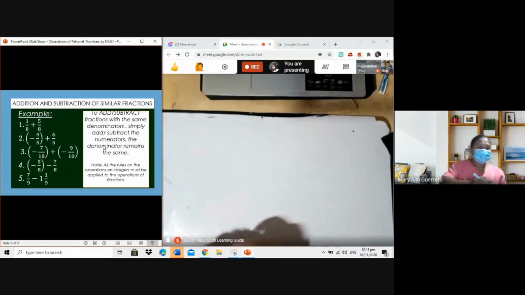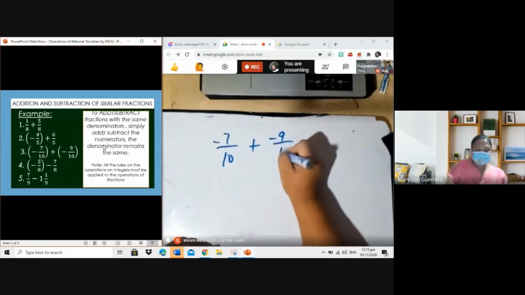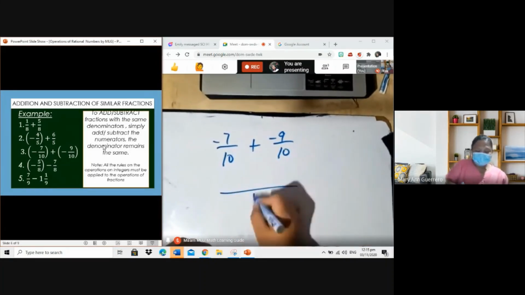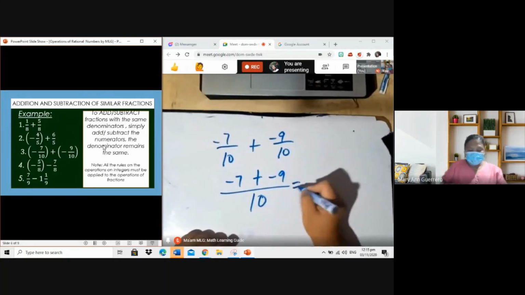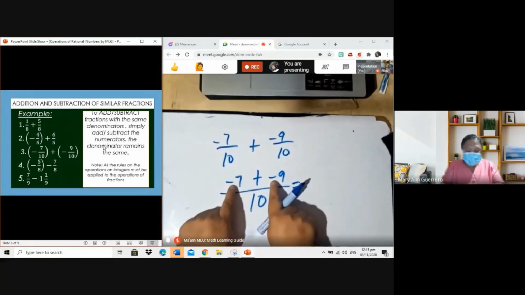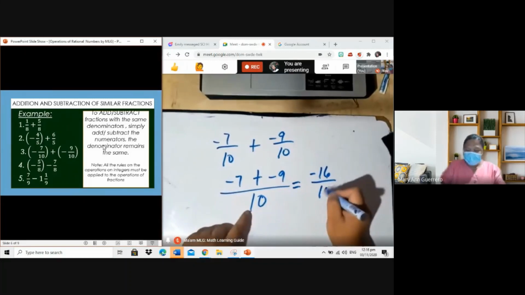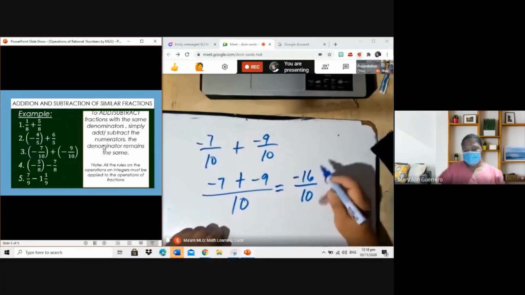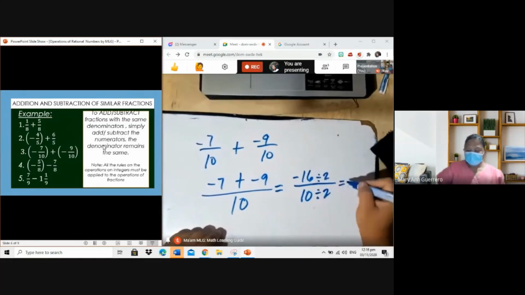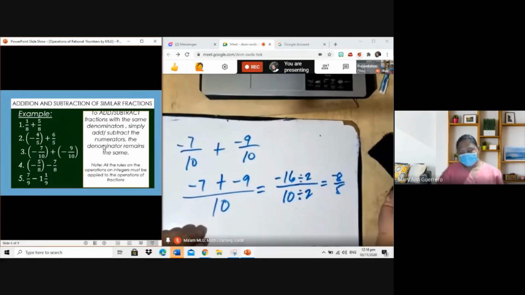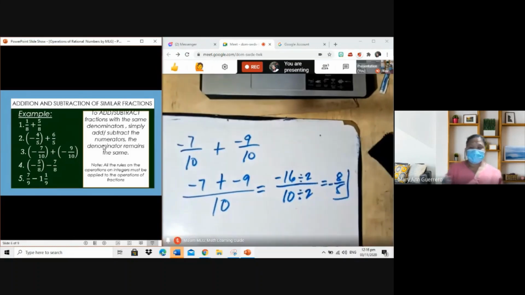Now, let us have number 3. We have negative 7 over 10 plus negative 9 over 10. So get your common denominator, then add their numerators. Remember, when adding integers having the same sign, add their absolute values, then prefix their common sign, over 10. Not yet the final answer, since they are both even, so they can be divided by 2. So that is negative 8 over 5. Is this now the final answer? Yes, so that is negative 8 over 5.